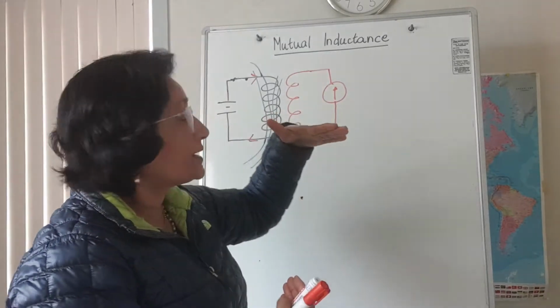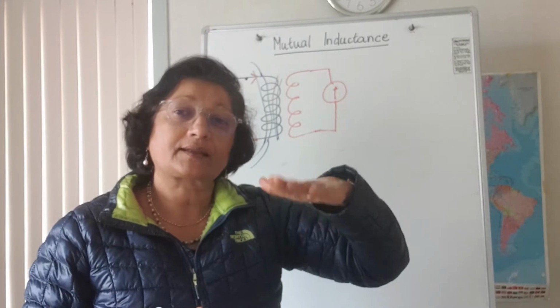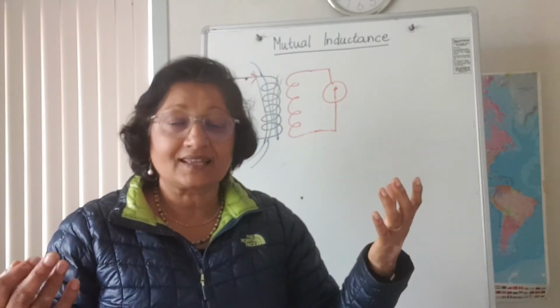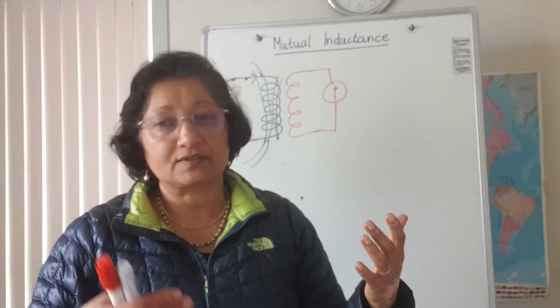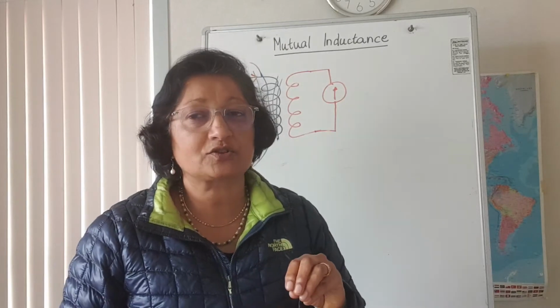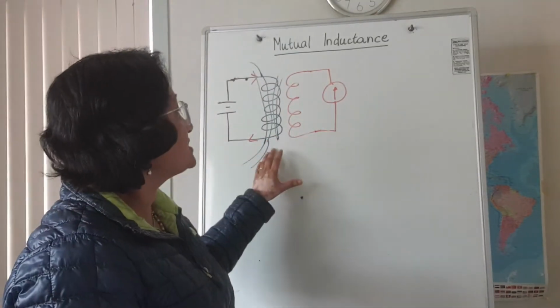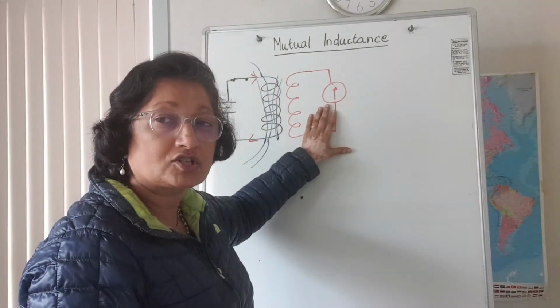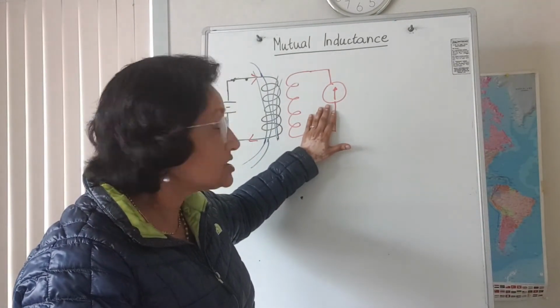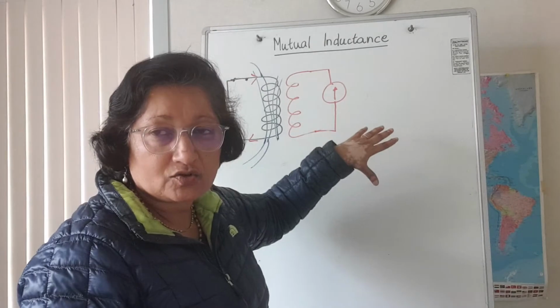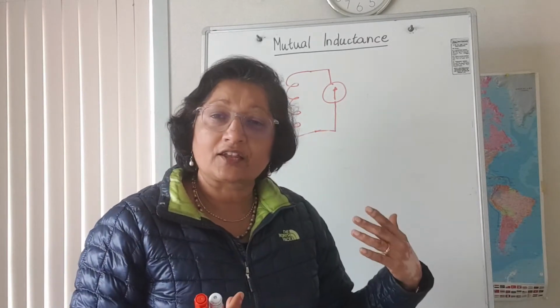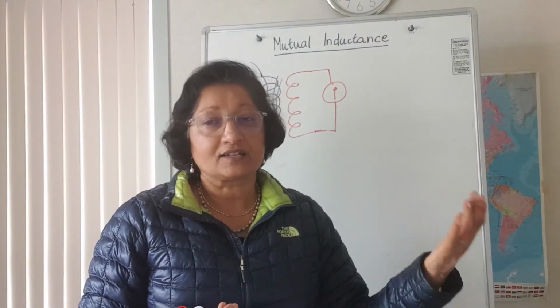Okay, or when you switch it off, that means you're opening the switch, then the current is going from a maximum to 0, and then again there's going to be a change in current. Whenever there's a change in current, there'll be a change in flux, and there's going to be a voltage that's going to oppose the change. So there's going to be a voltage induced. So these are two times that you could have a change in current.